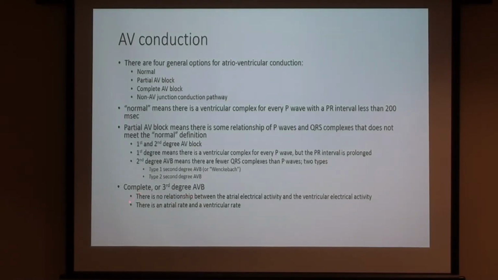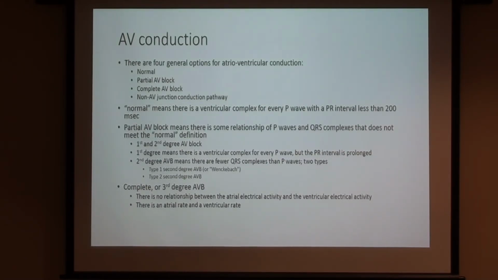Complete heart block means that there is no relationship between atrial activity and ventricular activity. Now, I should say this a little bit better, because there's two terms that are used interchangeably incorrectly, and that's AV dissociation and third-degree AV block. So third-degree AV block is a subset of AV dissociation, but AV dissociation means that there's no relationship between the A and the V. Right? The P waves are marching along, the QRSs are going along.